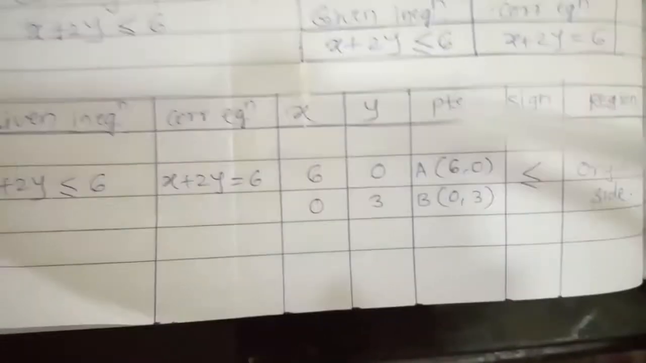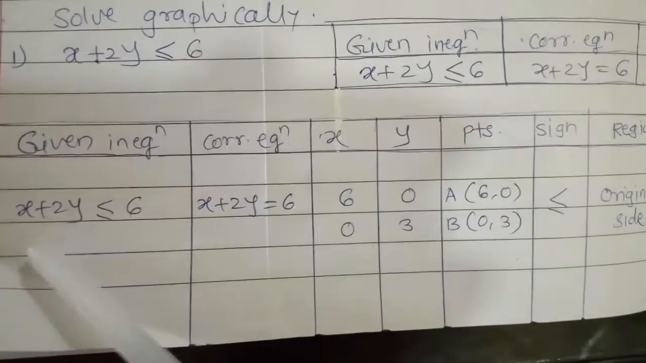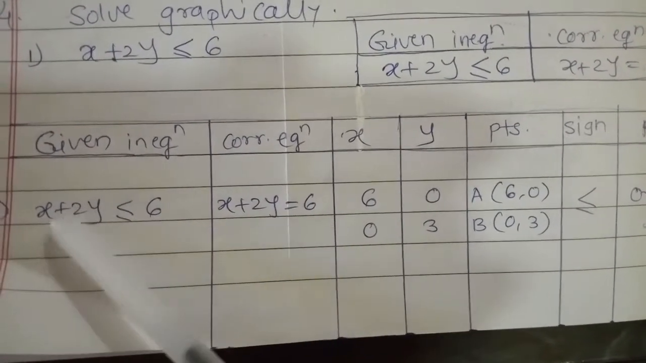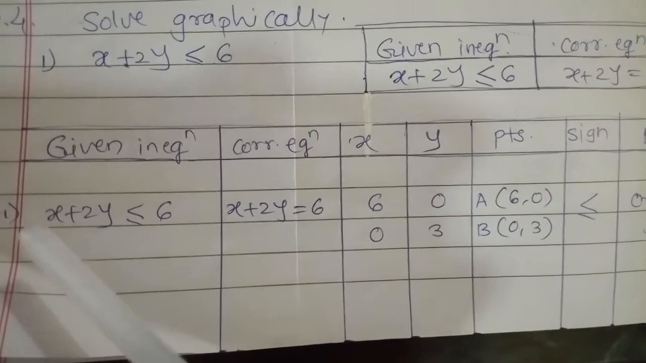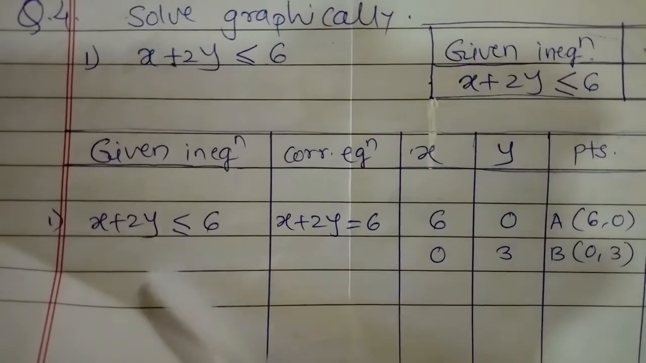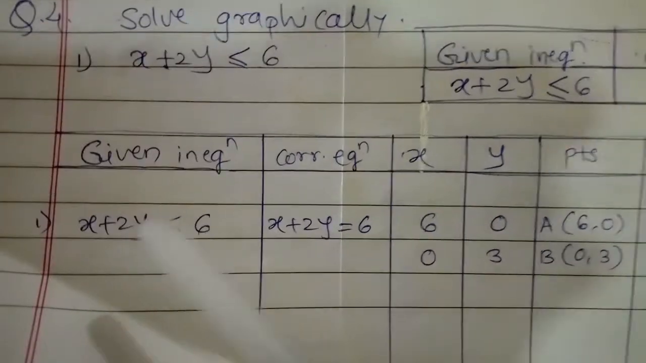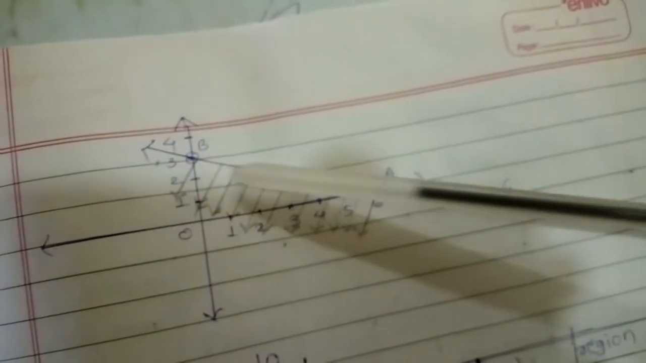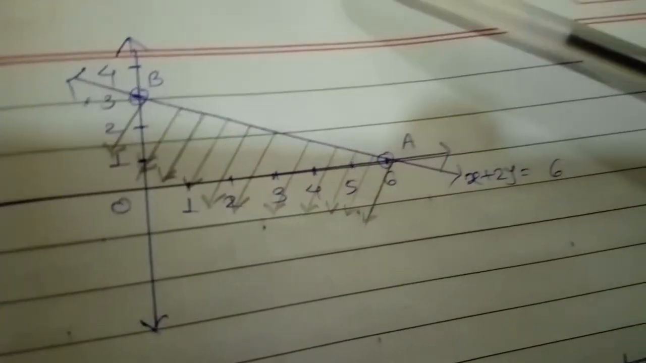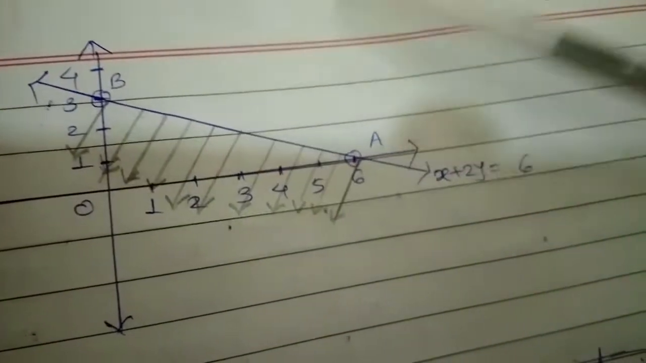Let's see this example. If we plot the origin coordinates, that is (0, 0), we get 0 is less than or equal to 6, which is true, and so we have to draw the arrows on the origin side. Here this line is AB. The downward part is the origin side, and the upper part is the non-origin side.